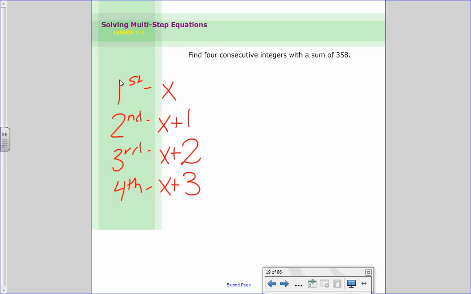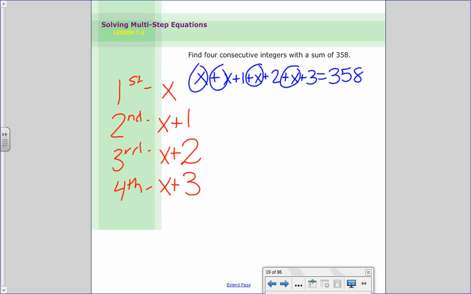Now we have to find the sum. So x plus x plus 1 plus x plus 2 plus x plus 3 will be the same as our sum of 358. Combine like terms. I have 4x plus 6 is equal to 358.